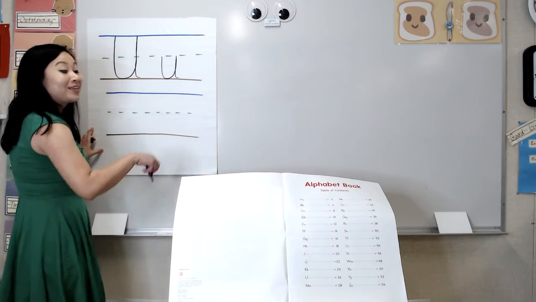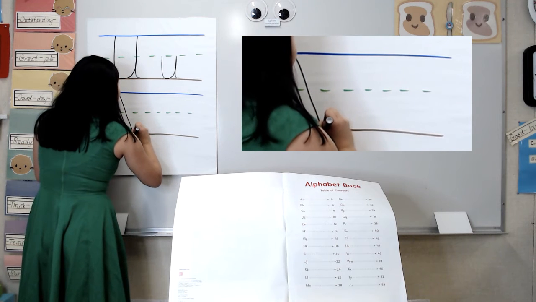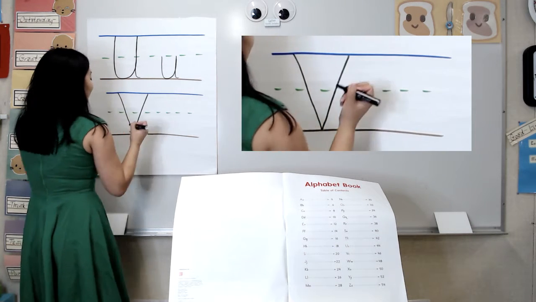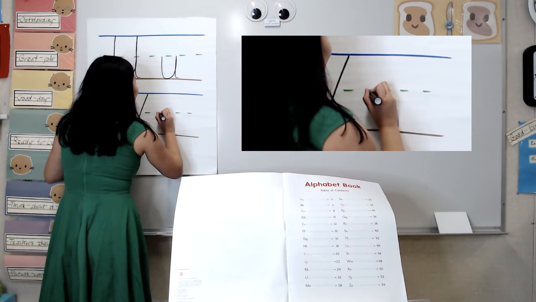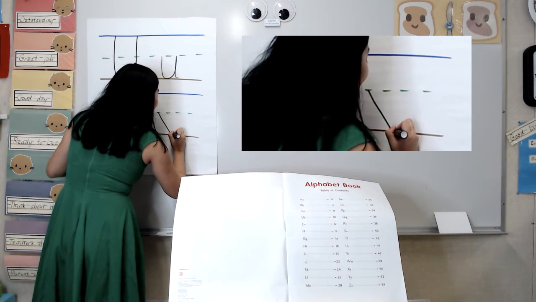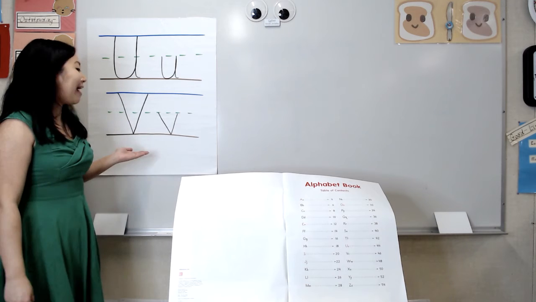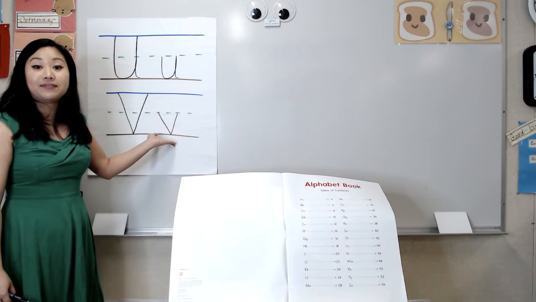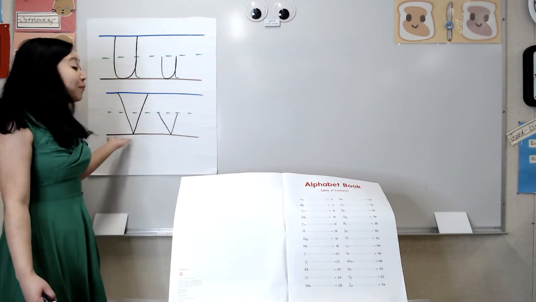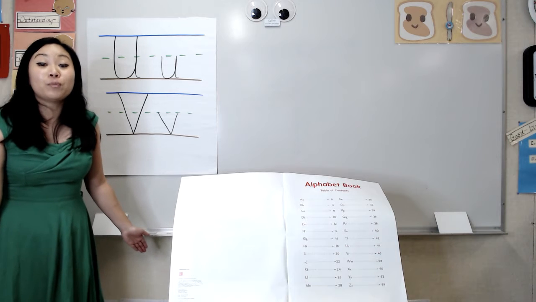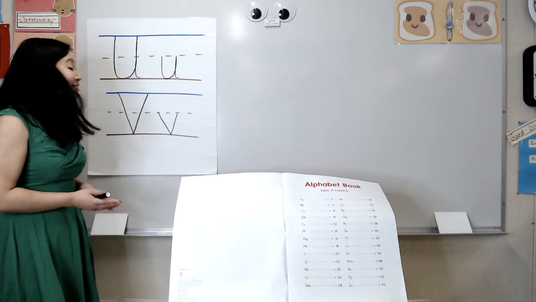For the letter V, I start in the sky, diagonal down, diagonal up. For lowercase v, I start in the grass, diagonal down, diagonal up. What do you notice about uppercase V and lowercase v? You're right. Uppercase V is bigger too, but they both look exactly the same. They're both made of 2 diagonal lines that dip down almost like an ice cream cone.